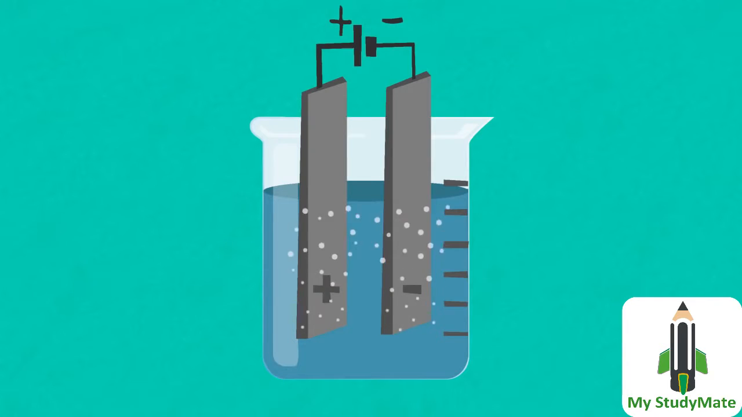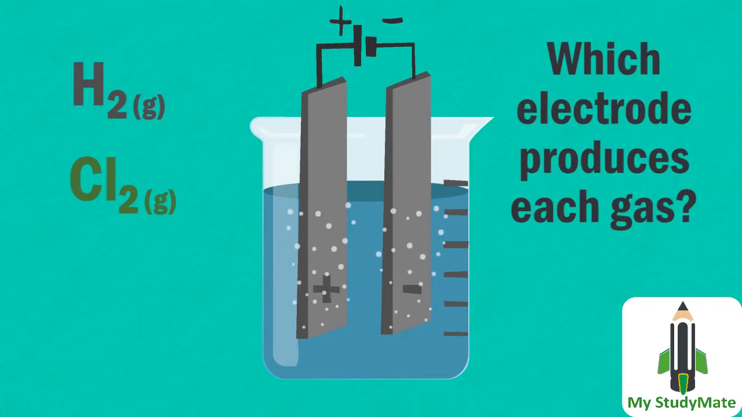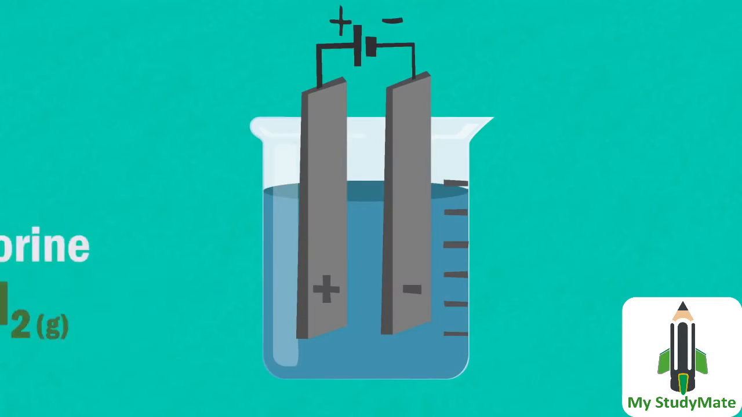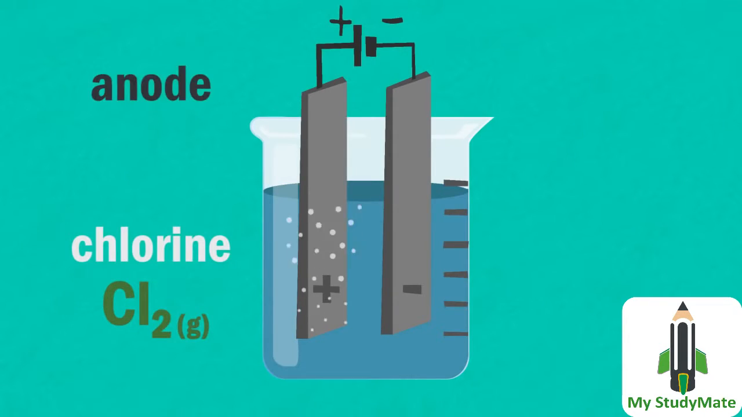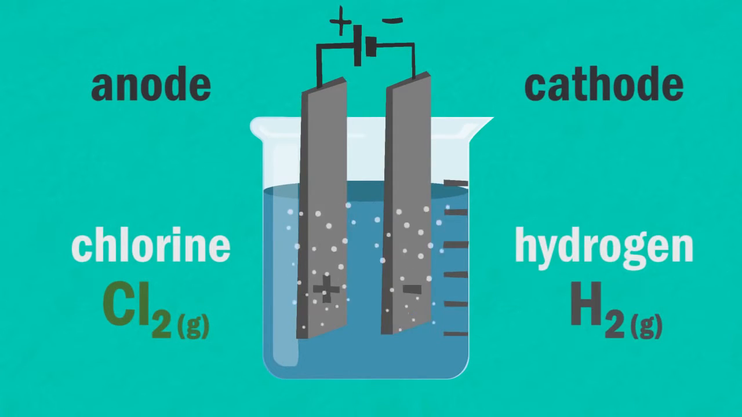When the current flows, you will begin to see tiny bubbles of gas forming at each electrode. Both hydrogen and chlorine gas are formed. But can you work out which electrode produces which gas? Pause the video and see if you can work it out. The chlorine is formed at the anode, that's the positive electrode, and hydrogen is formed at the cathode, that's the negative electrode. Did you get it right?